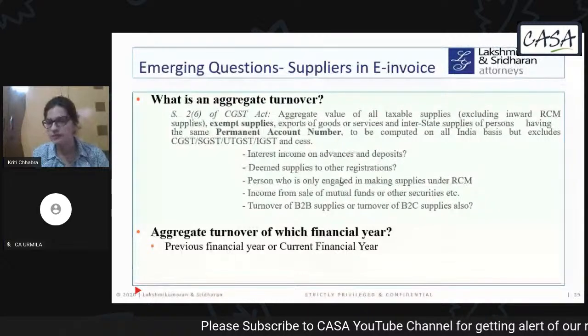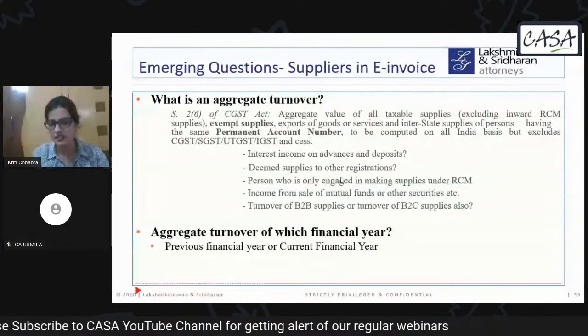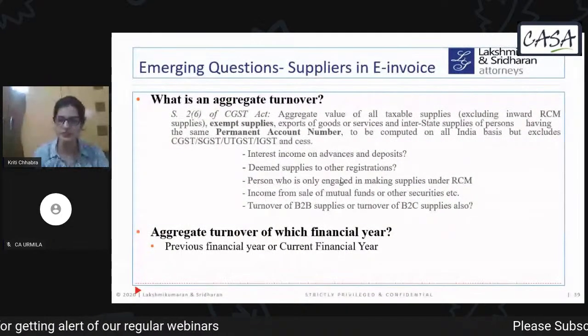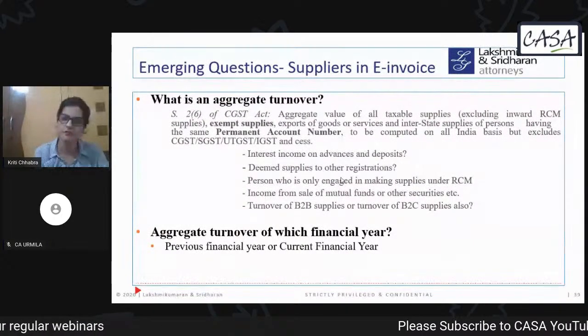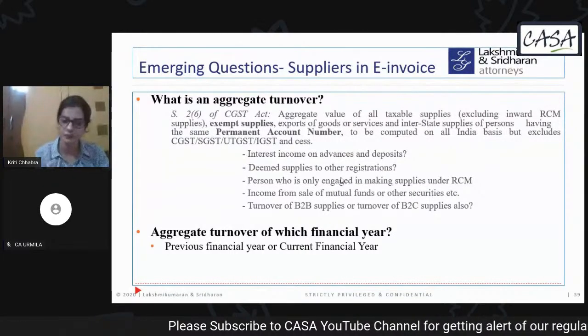Since this is going to be implemented from 1st October, it nowhere seems that the intention is to cover only the period of April to September. Rather, it appears that the turnover should be taken for the previous financial year. So this is what it appears from the clarity from the FAQs, etc.